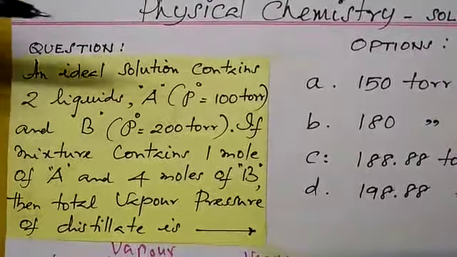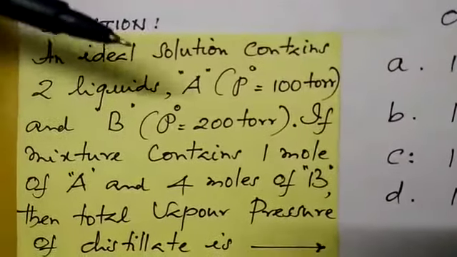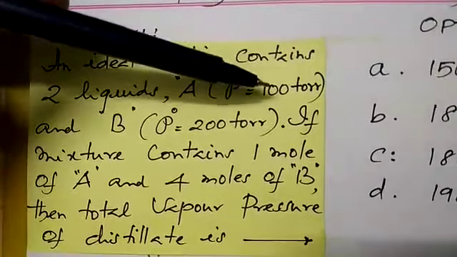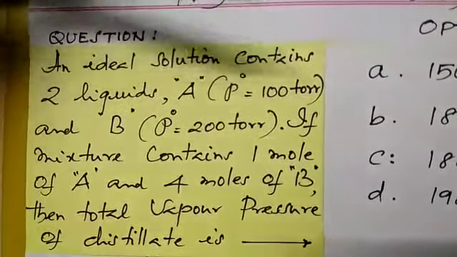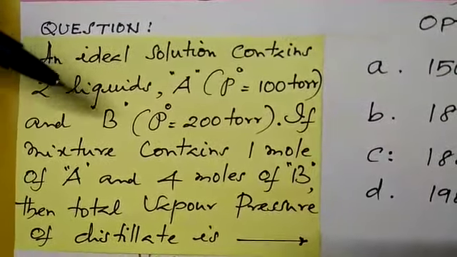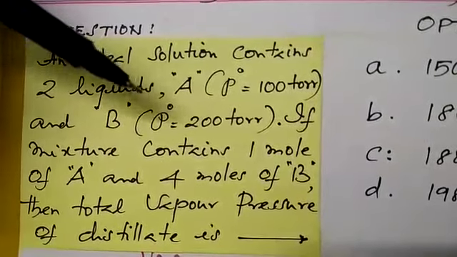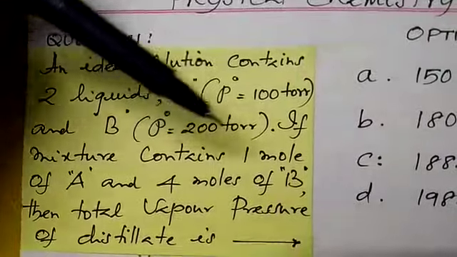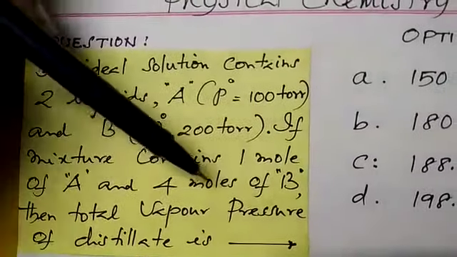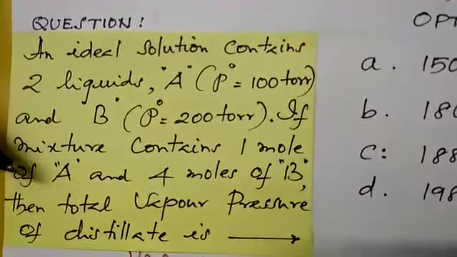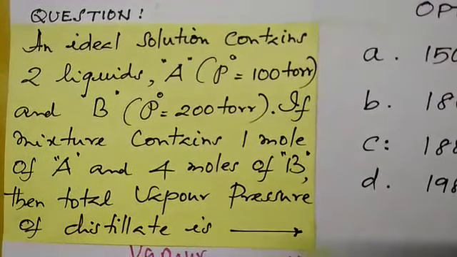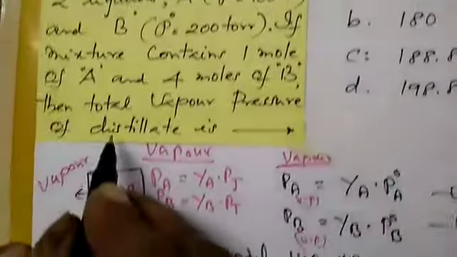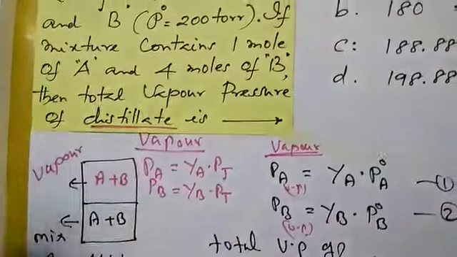An ideal solution contains two liquids. The vapor pressure of the pure solvent A is 100 torr, and the B component's pure vapor pressure is 200 torr. If the mixture contains 1 mole of A and 4 moles of B, then what is the total vapor pressure of the distillate? Here, a very important point we have to notice is that it is the distillate.